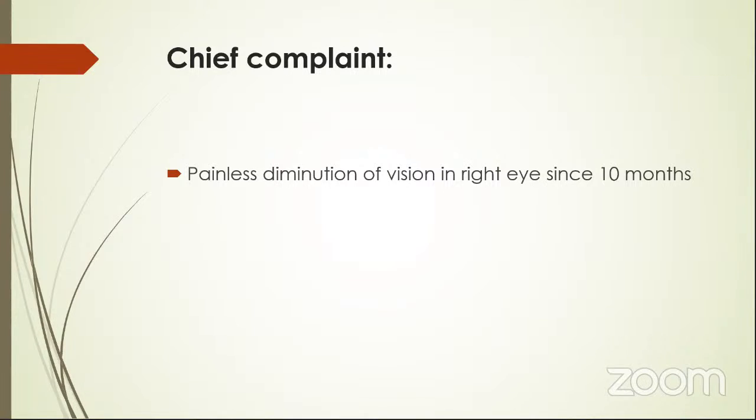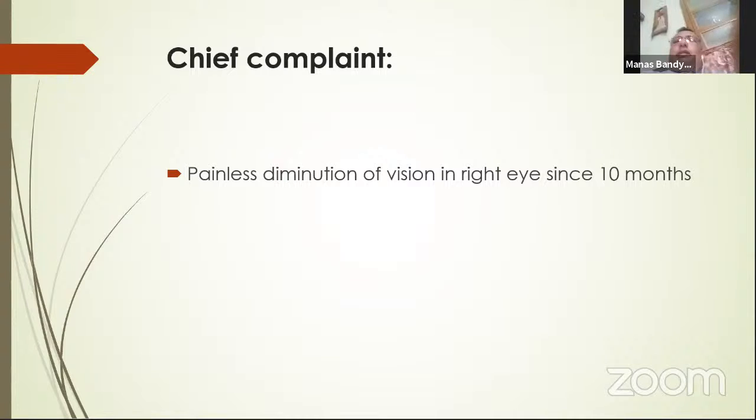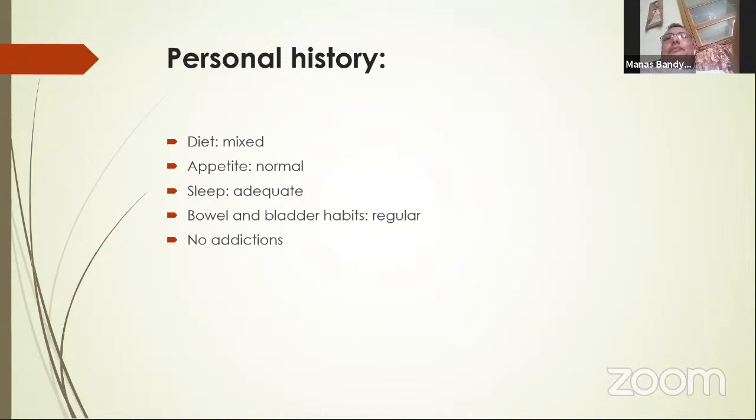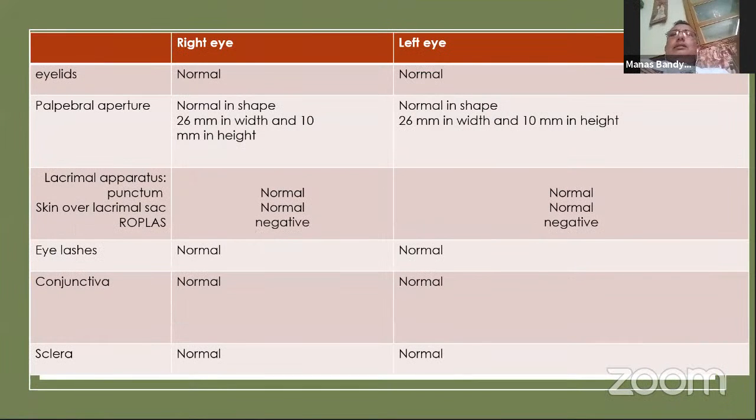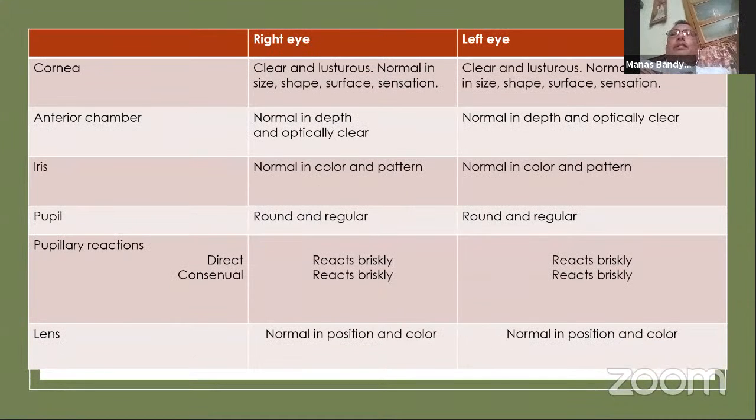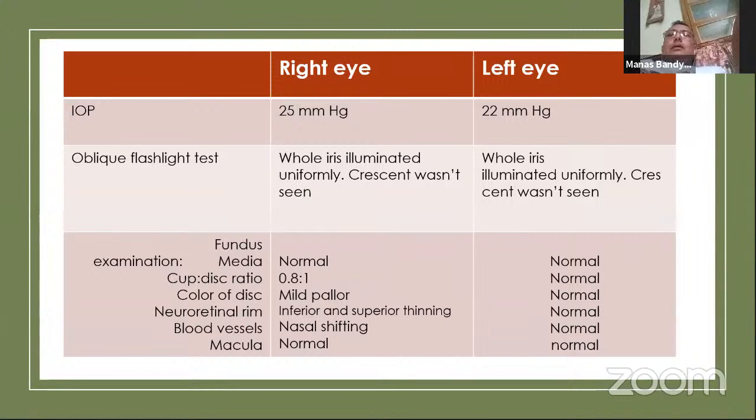Yes, sir. So on the examination, would you please go to the examination part? The next one. Yeah, please, here. The iris, pupil, anterior chamber is normal in depth and optically clear. Then next one.